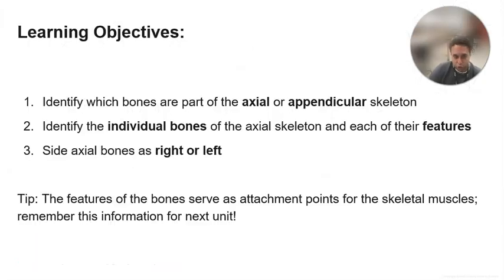By today, we should be able to identify which bones are axial and which are appendicular, but we're only going to be focusing on the axial today. We should be able to identify the individual bones of the axial skeleton and know their features. And this is really important for all bone units: to be able to cite the bones, whether they're right or left bones.